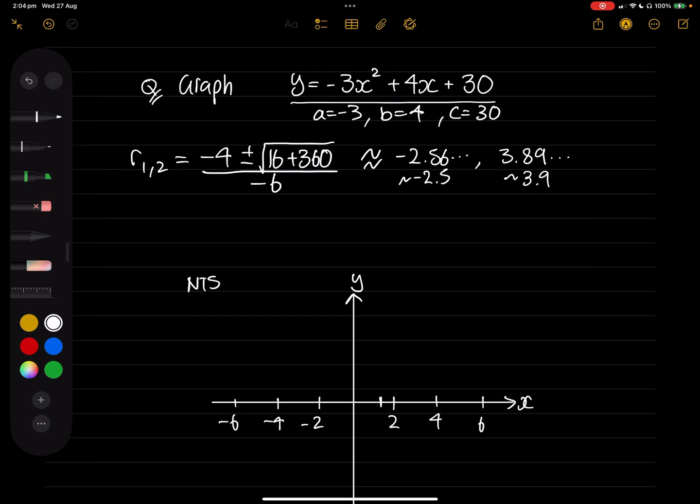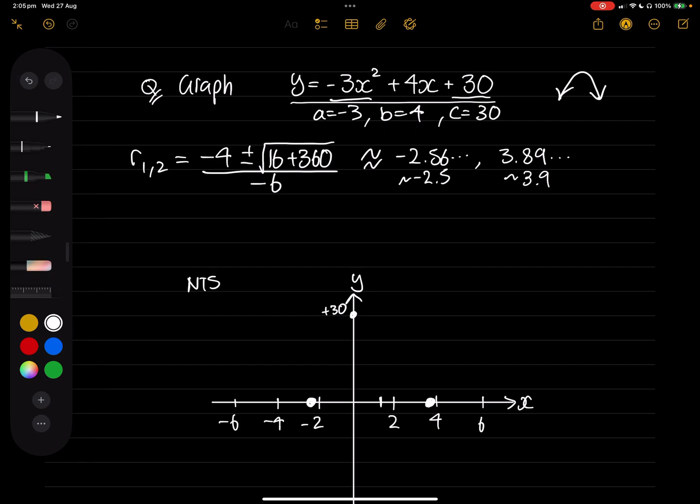So we'll graph these on our graph. Minus 2.5 is about here. 3.9 is about here. We know it's a negative parabola. It's a frowny face because it has a negative in front of the x squared. We also know its y-intersection is plus 30. So we'll label the plus 30 intersection up here.